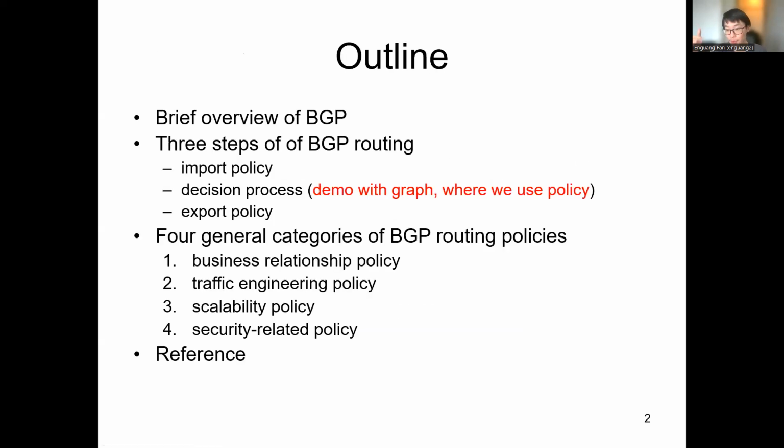So firstly, this will be the outline of my presentation. I will first briefly talk about BGP, and then I will talk about the 3 steps of BGP routing. I will talk about import policy and export policy together. Then I will talk about their relationship with the decision process. And then I'm going to talk about 4 general categories of BGP routing policies: the business relationship policy, the traffic engineering policy, the scalability policy, and also the security related policy. And lastly is a reference part.